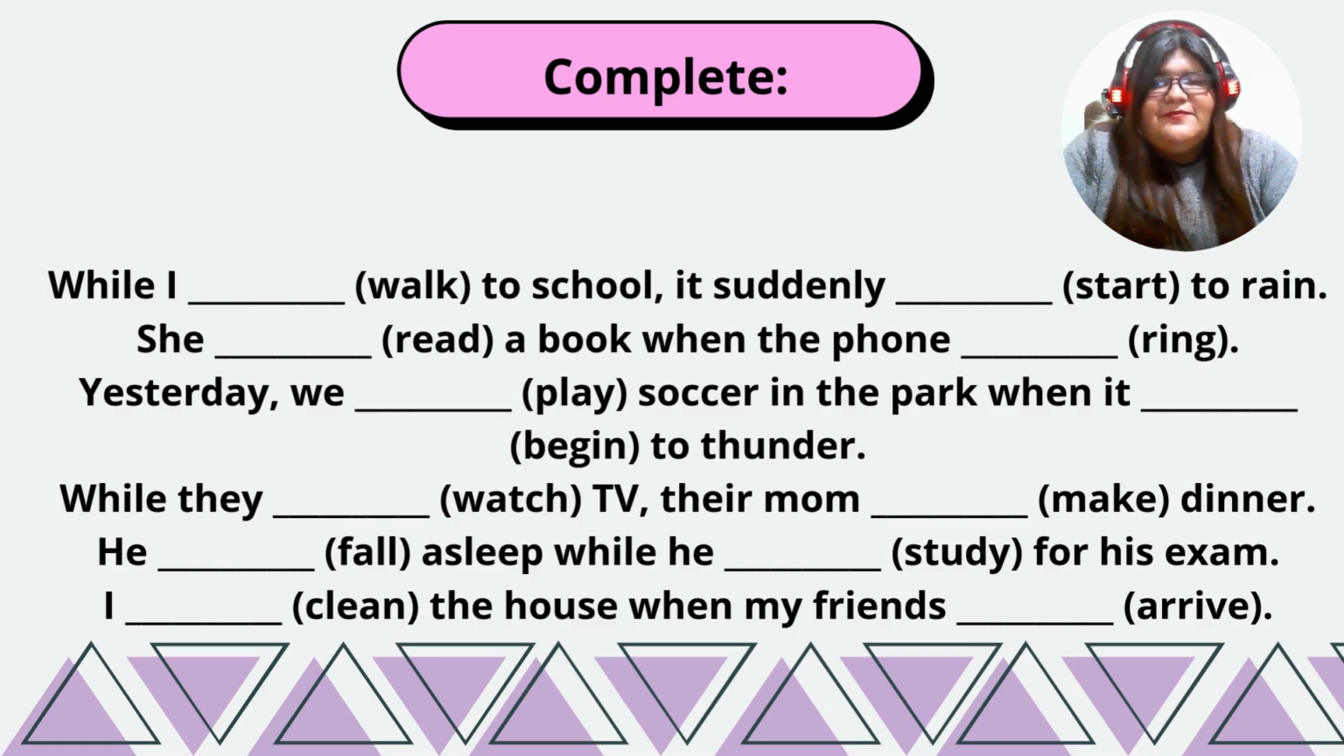So let's begin. Don't worry, guys. I'll be guiding you through this process, and it's simple. You just have to complete each sentence. For example, while I walked to school, it suddenly started to rain. She read a book when the phone rang. Yesterday we played soccer in the park when it began to thunder. While they watched TV, their mom made dinner. He fell asleep while he studied for his exam. I cleaned the house when my friends arrived. What do you think that it's missing here?